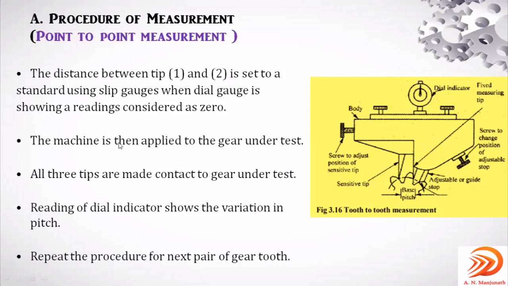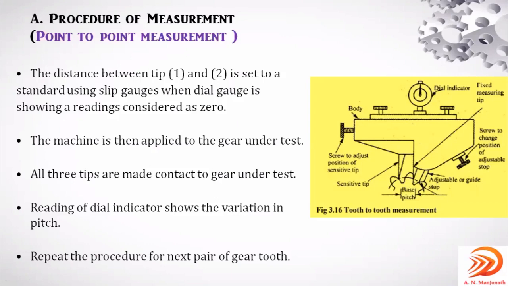Next, the machine is applied to the gear under test. All three tips are made to contact the gear under test, as you observed in that video, right? The reading of the dial indicator shows the variation in the pitch. Here it only shows the variation. It does not show the actual dimension or the pitch of the given gear blank. So repeat the procedure for the next pair of teeth. It will be repeated using this particular pitch measuring machine. So this is the first way.